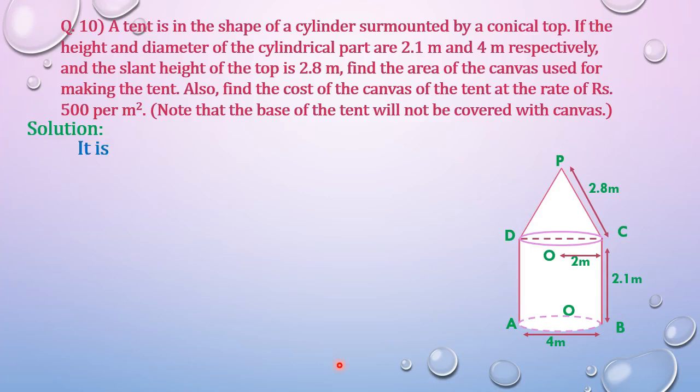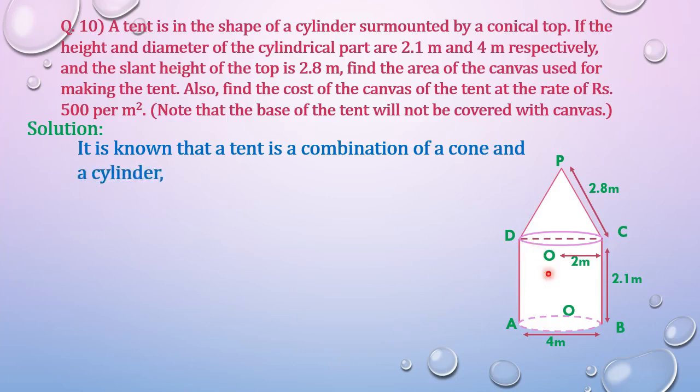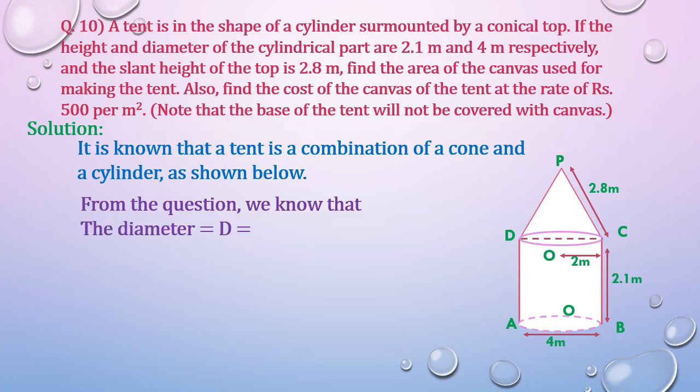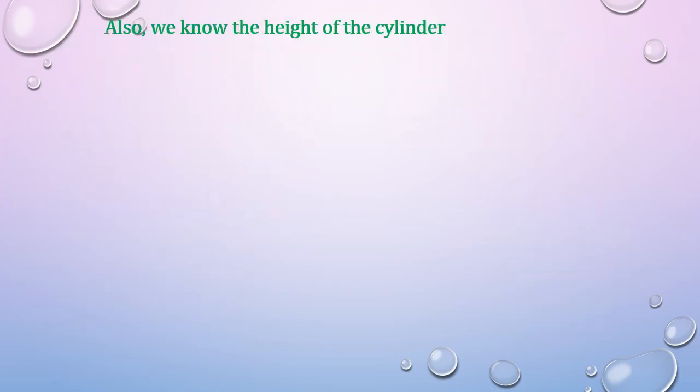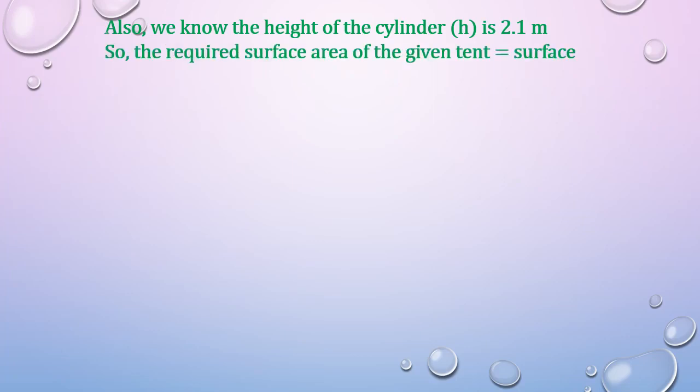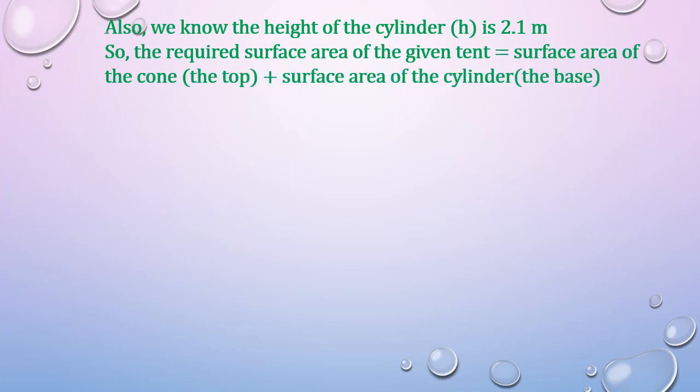Solution. It is known that a tent is a combination of a cone and a cylinder, as shown below. From the question, we know that the diameter d is equal to 4 meter, L is equal to 2.8 meter, slant height. The radius of cylinder is equal to the radius of the cone, so r is equal to 4 by 2 is equal to 2 meter. Also, we know the height of the cylinder h is 2.1 meter. So, the required surface area of the given tent is equal to surface area of the cone plus surface area of the cylinder.